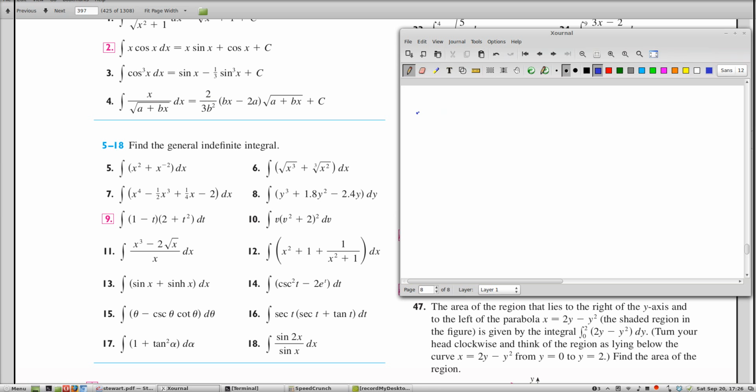So I said we would do number 11. Here, all of these are just the power rule, but there's some stupid trick like, does the student know how exponents work? Do you know how exponents work?